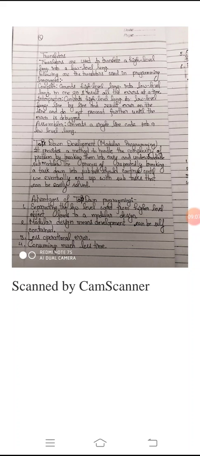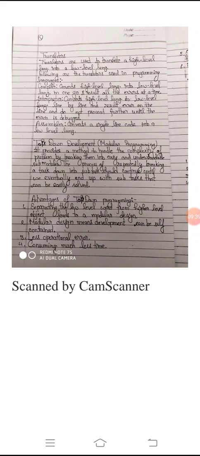Now, compiler and interpreter: what they do is convert the high level language into machine level language. They both convert the high level language into machine level language, but the way of converting those languages is different.